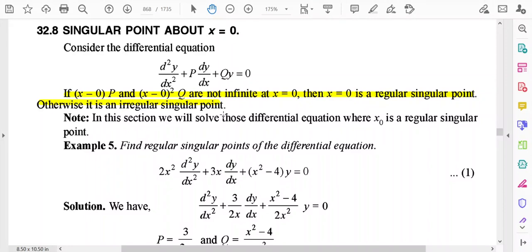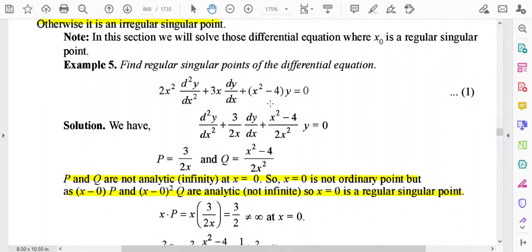It means that there may be two types of singular point: regular singular point and irregular singular point. So, how to identify that they are regular or not? We have to calculate these values. Suppose x is equal to 0. We are calculating the solution about the point x is equal to 0. In that case, you have to calculate these two factors. The first factor is x minus 0 into p, and the second factor is x minus 0 whole square into q. So if they are not infinite at x is equal to 0, then x is equal to 0 is a regular singular point. So at first we will take some examples for regular singular points or irregular singular points.